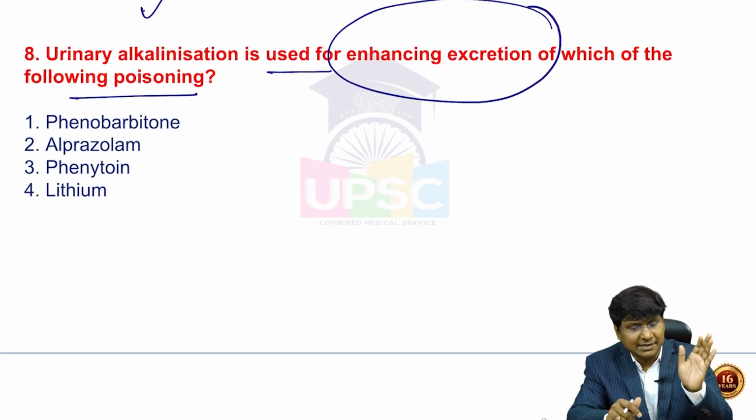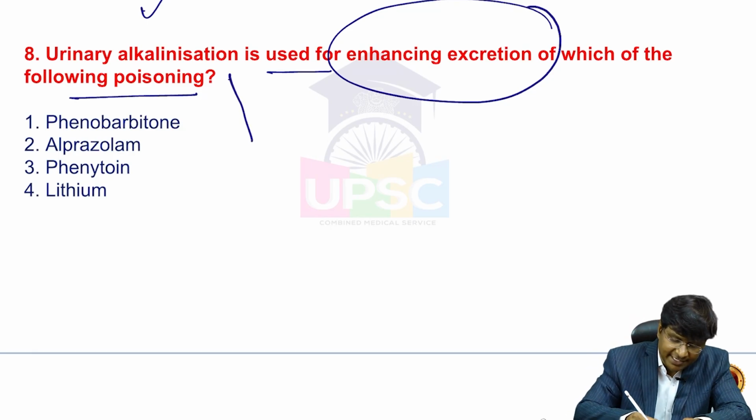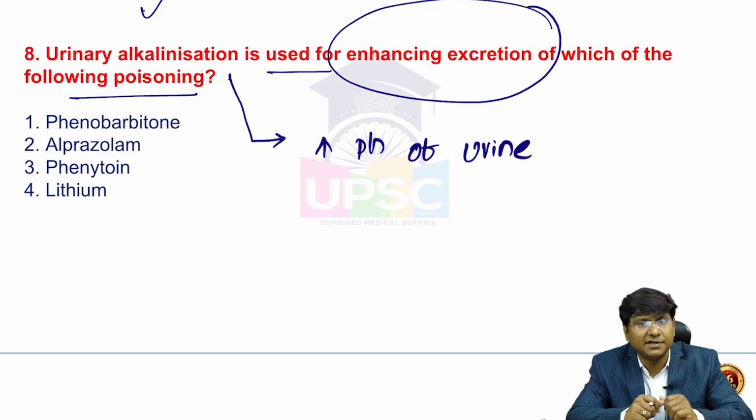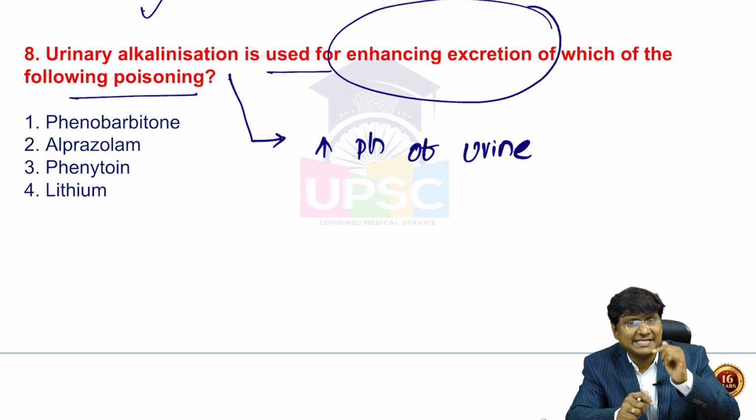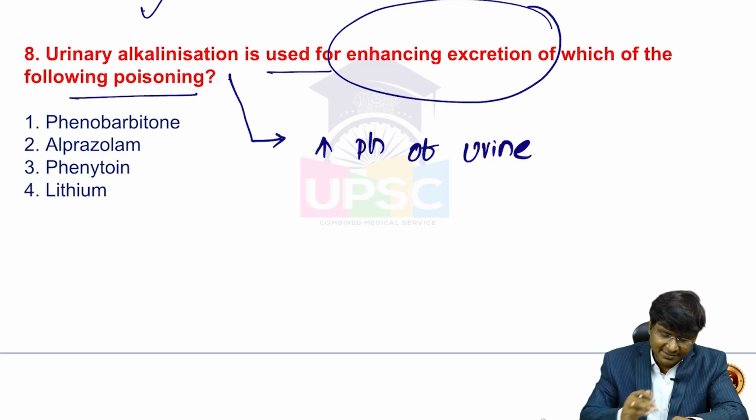These weak acids have to be eliminated by the process of urinary alkalinization. Now, in case of urinary alkalinization, what do you do? You will increase the pH of the urine. By increasing the pH of the urine, these weak acids become more ionized and less absorbed in the renal tubules, thereby promoting their elimination from the body. That is what you do.